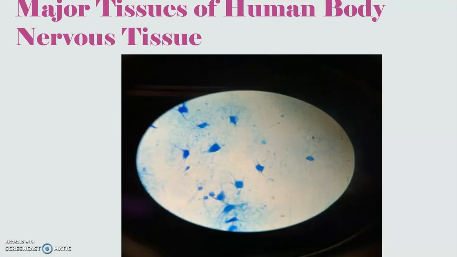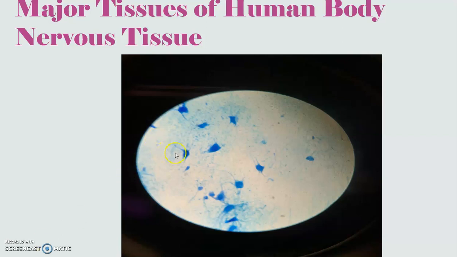Our third type of tissue found in the human body will be our nervous tissue, and our nervous tissue will be made up of nerve cells and neuroglial cells. The nerve cells will be our neurons that are going to send and receive electrical impulses throughout the body. And our neuroglial cells, we're going to have several types of neuroglial cells, and they are the supporting cells for our neurons.